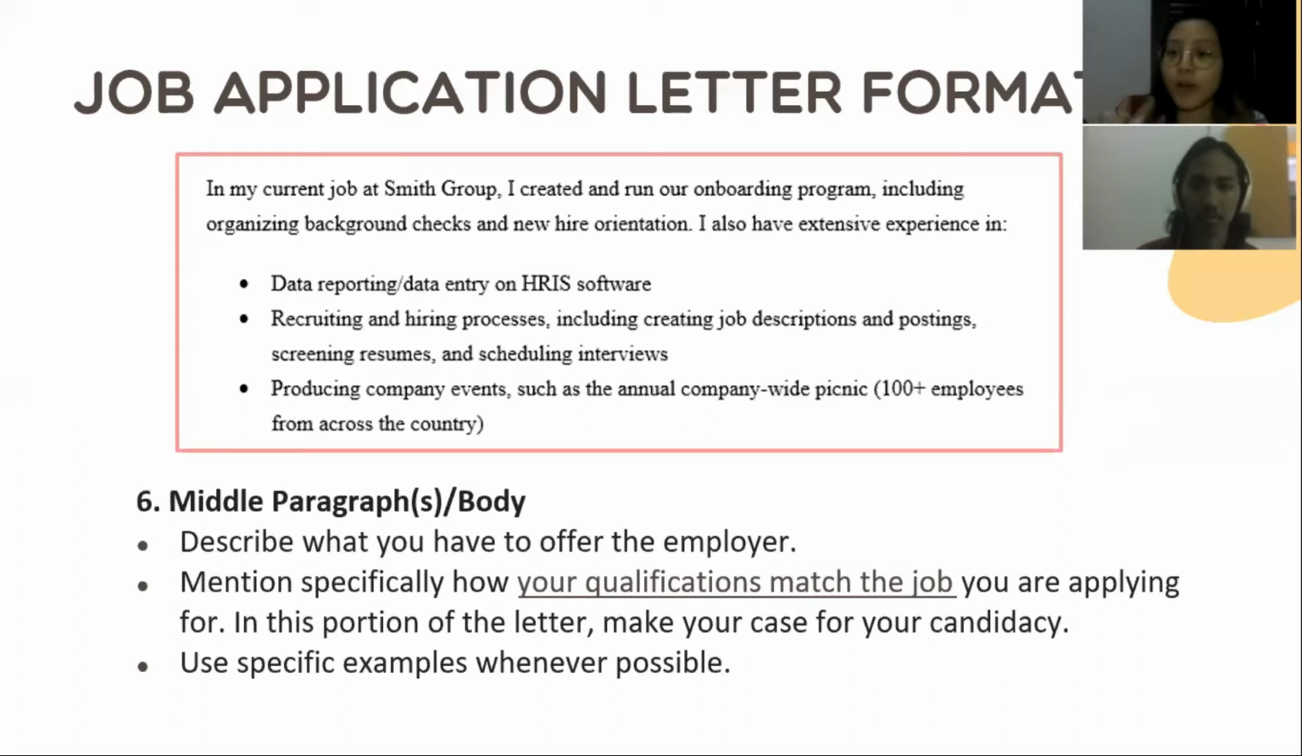So you have to mention all of those things in the paragraph, and don't forget to make it as interesting as possible, so that the employer is well interested in you. Describe what you have to offer. As I have told, it's better if you mention the skills that are actually relevant to the position that you're applying, and then use examples when possible.